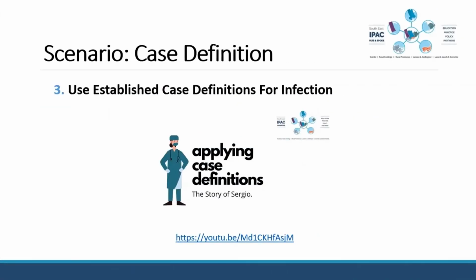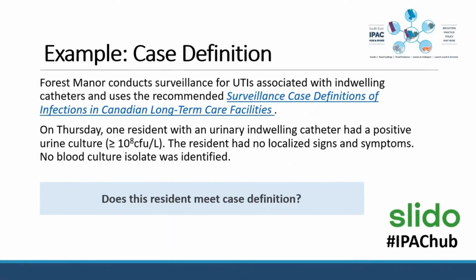So next we'll move on to an example. Perfect. So Forest Manor conducts surveillance for UTIs associated with indwelling catheters and uses the recommended surveillance case definitions of infections in Canadian long-term care facilities. So on Thursday, one resident with a urinary indwelling catheter had a positive urine culture of greater than 10 to the 8 CFU per liter. The resident had no localized signs and symptoms. No blood culture isolate was identified.